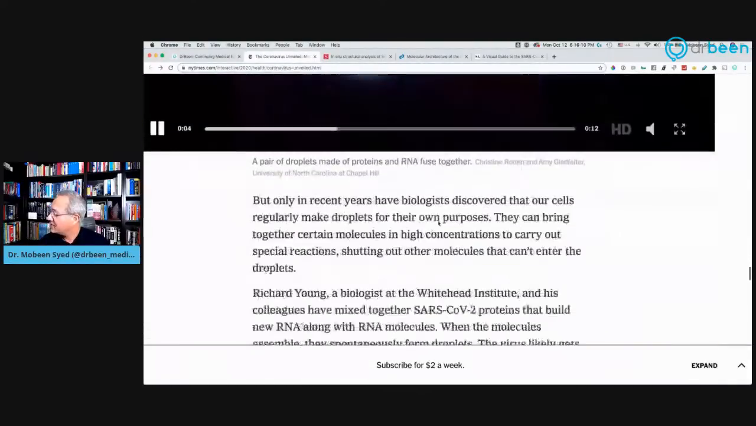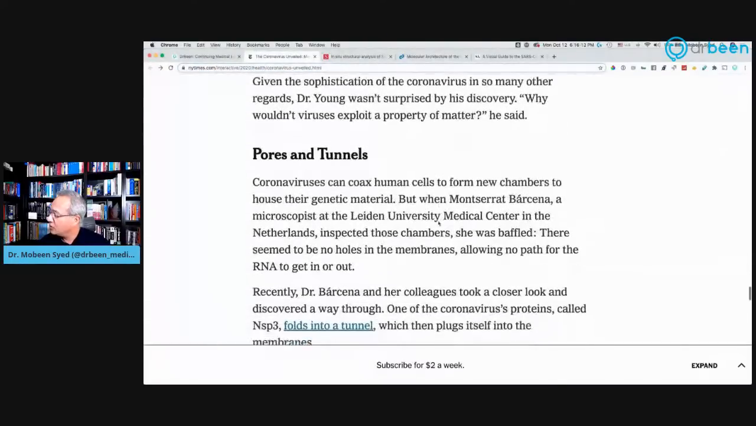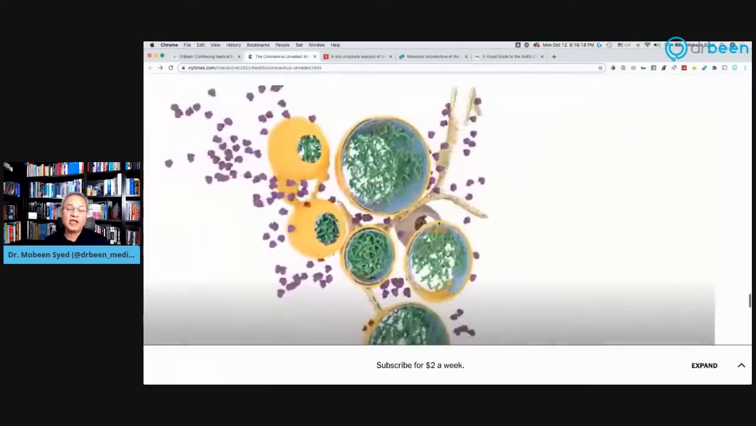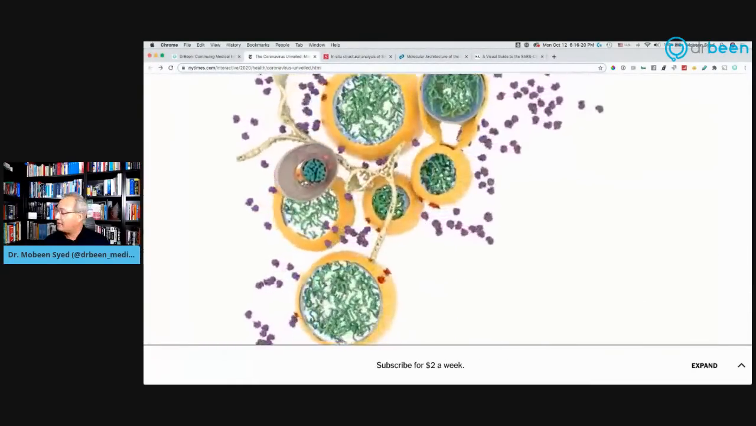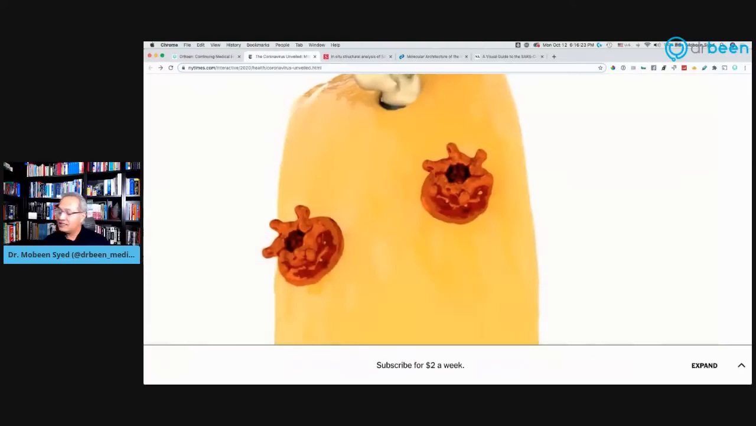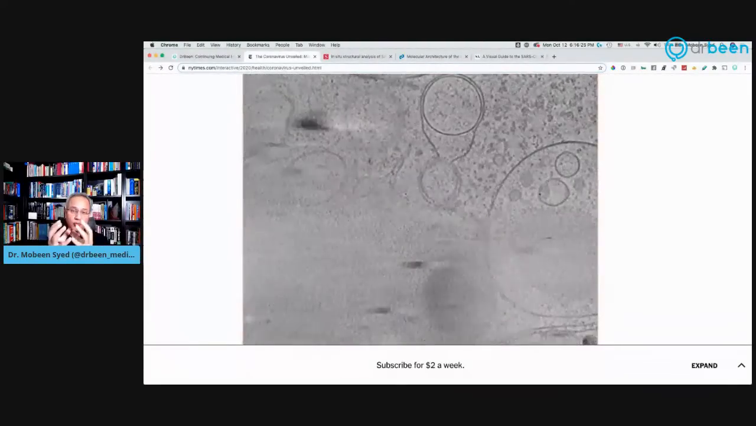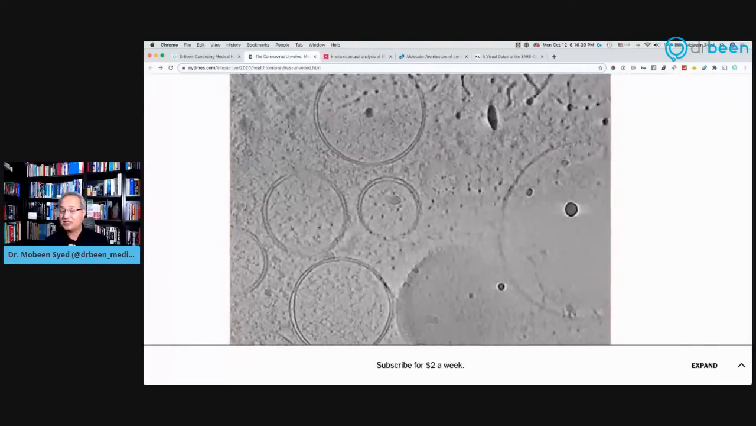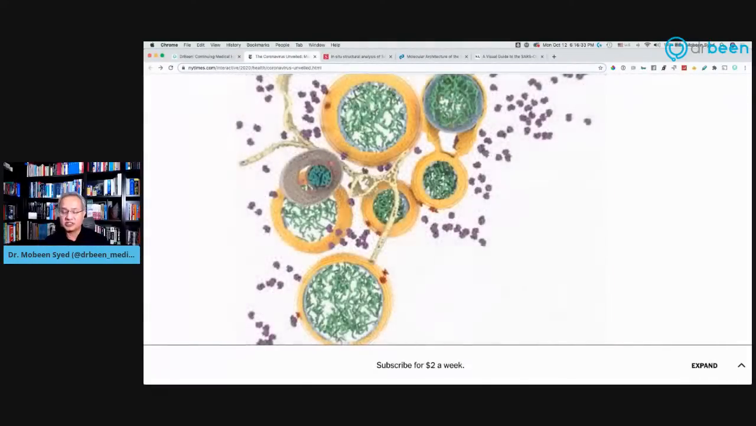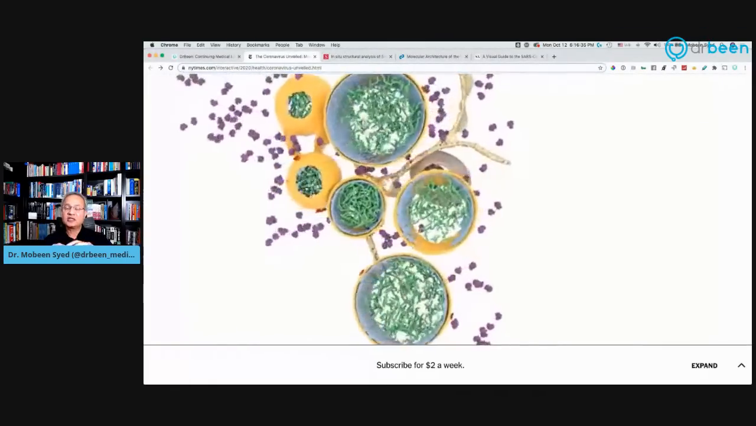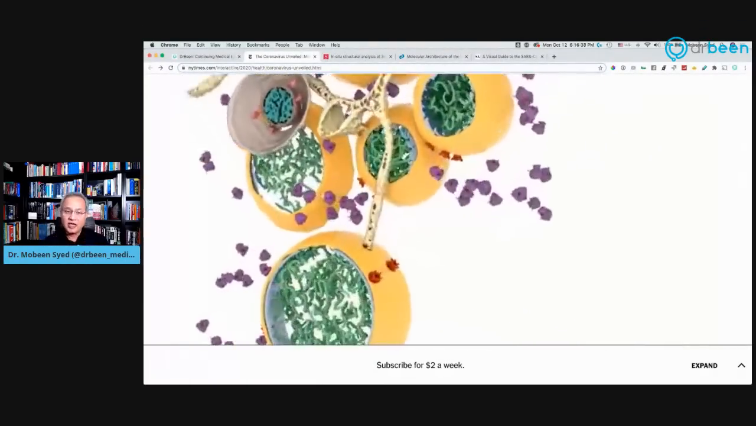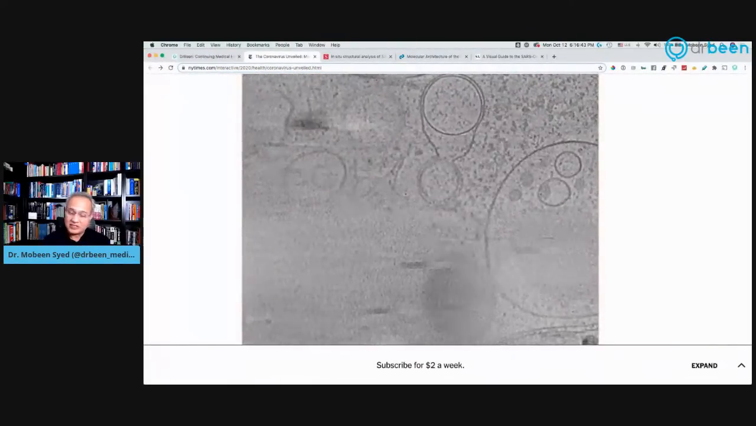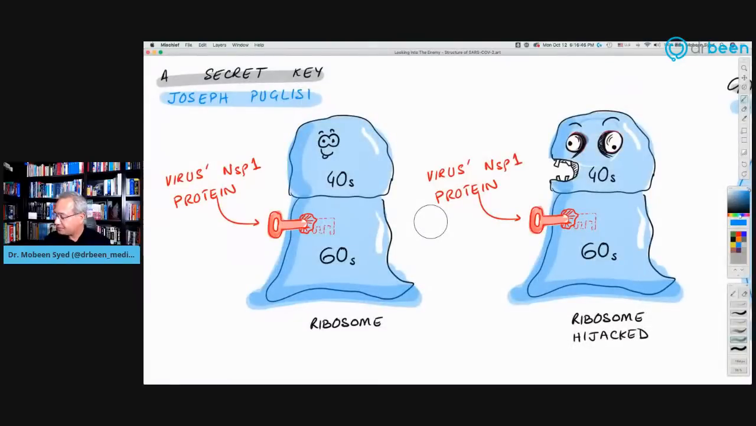Then I'm going to skip over this part as well, and this part too. And then I'm going to go to pores and tunnels. This, again, is a very interesting thing over here. What you're seeing is small spherical blobs, which the scientists have taken cross sections of. And remember, this is all actual real virus pictures. These are not illustrations. These are just computer coded and colored, but these are electron microscope diagrams of the virus itself.